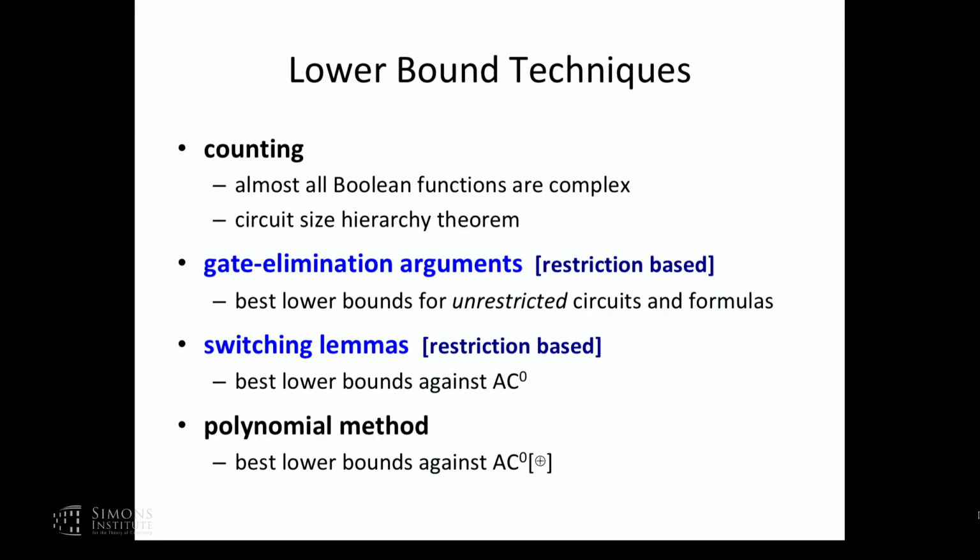Okay, so some of the main lower bound techniques in at least the non-monotone setting, we have counting arguments, gate elimination arguments, these using restrictions, switching lemmas using restrictions, and the polynomial method, which I won't talk about in this talk. This is giving lower bounds against AC0 with parity gates.